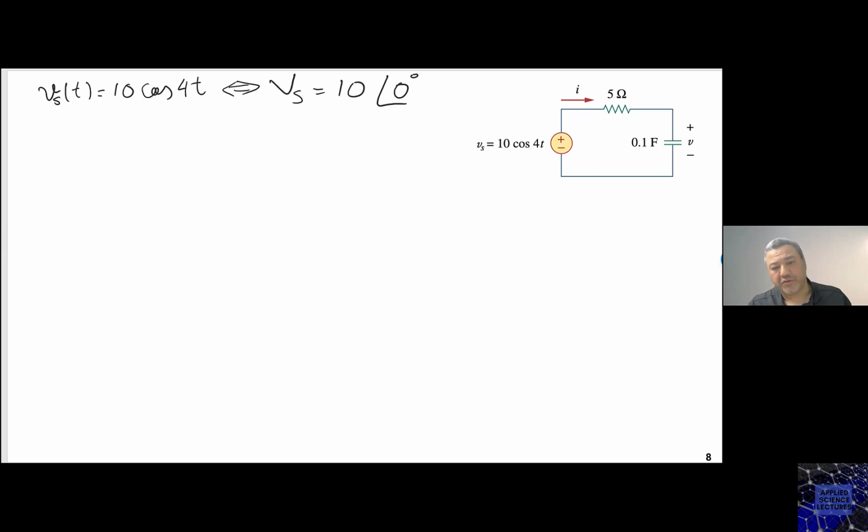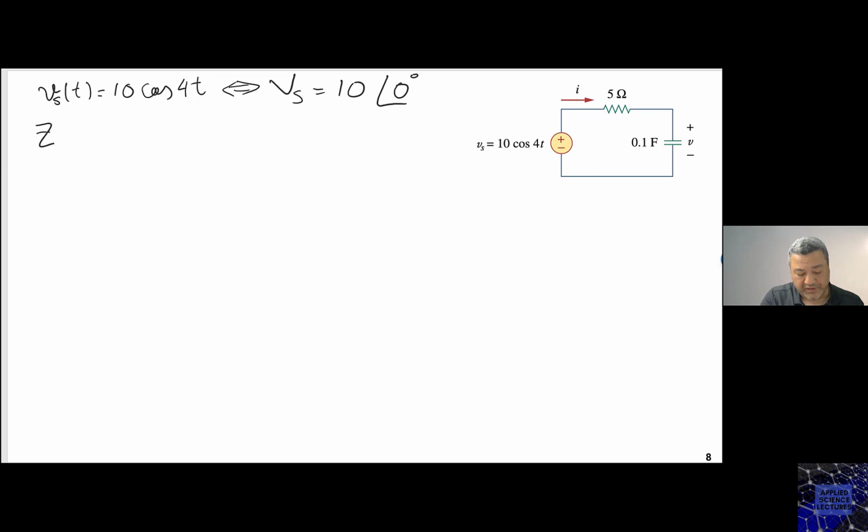What else do I need to convert? I need to convert this capacitance of 0.1 farad into an impedance. This is the capacitance in farad. Remember, we don't use capacitance in the circuit, we use the impedance of the capacitor. So this is one of the common mistakes that I have seen. Be careful. Do not make this mistake. You're going to lose a lot of points in that question if you have it.